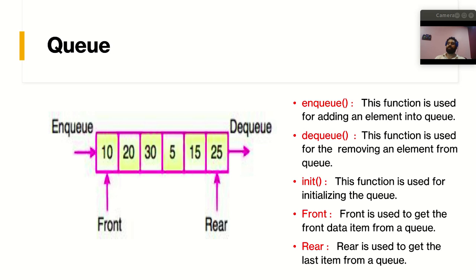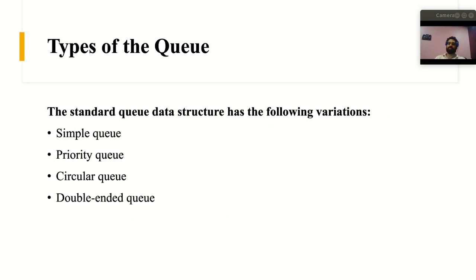which means we initialize the size of the array and all. Front is a term used to get the front data item from a queue, and rear is used to get the last item from the queue. These are the terms you have to remember while doing the custom implementation, right? Next we are going to discuss the types of queue.